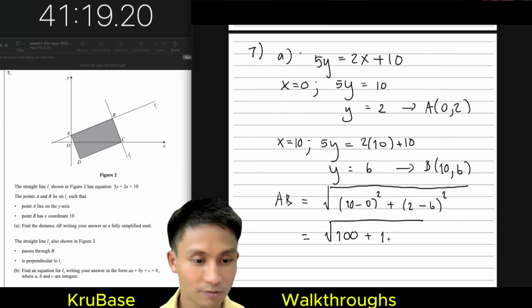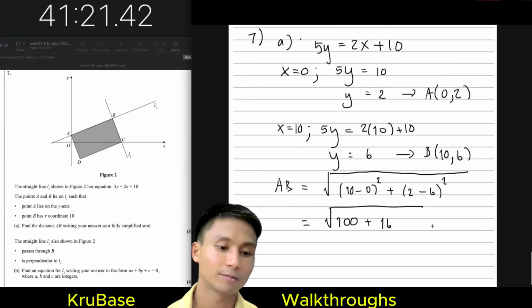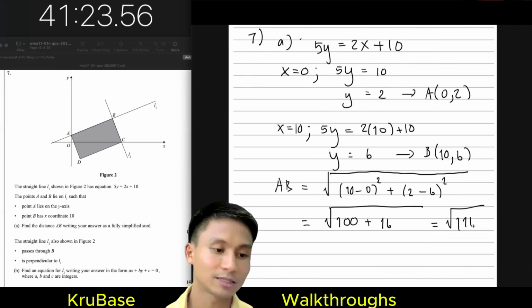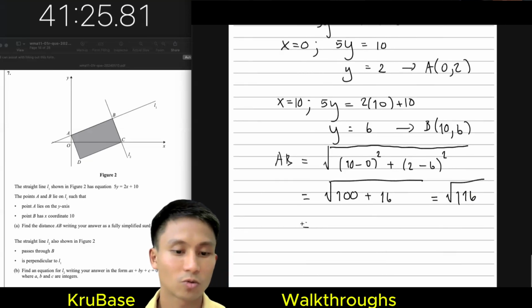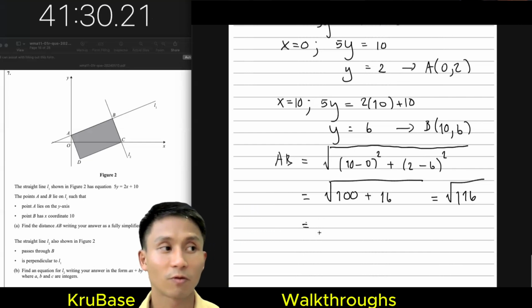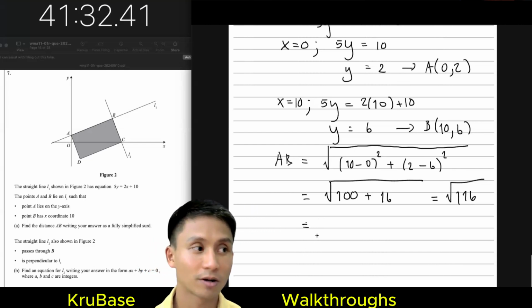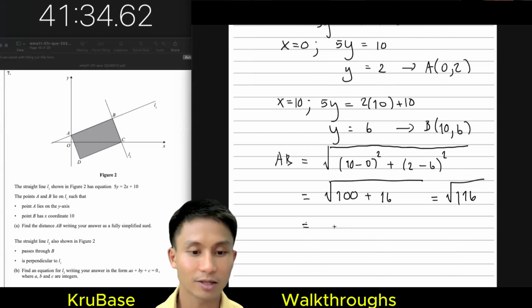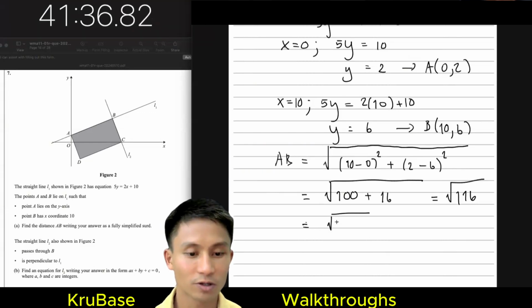Yeah, they asked you to do the simplified surd. So that's going to be root 116. What can we do? We can pull 2 out, or we can put 4 out. If we do 4, that's going to be 8. Okay, yeah, we can put 4 out. So 4 is a factor there.